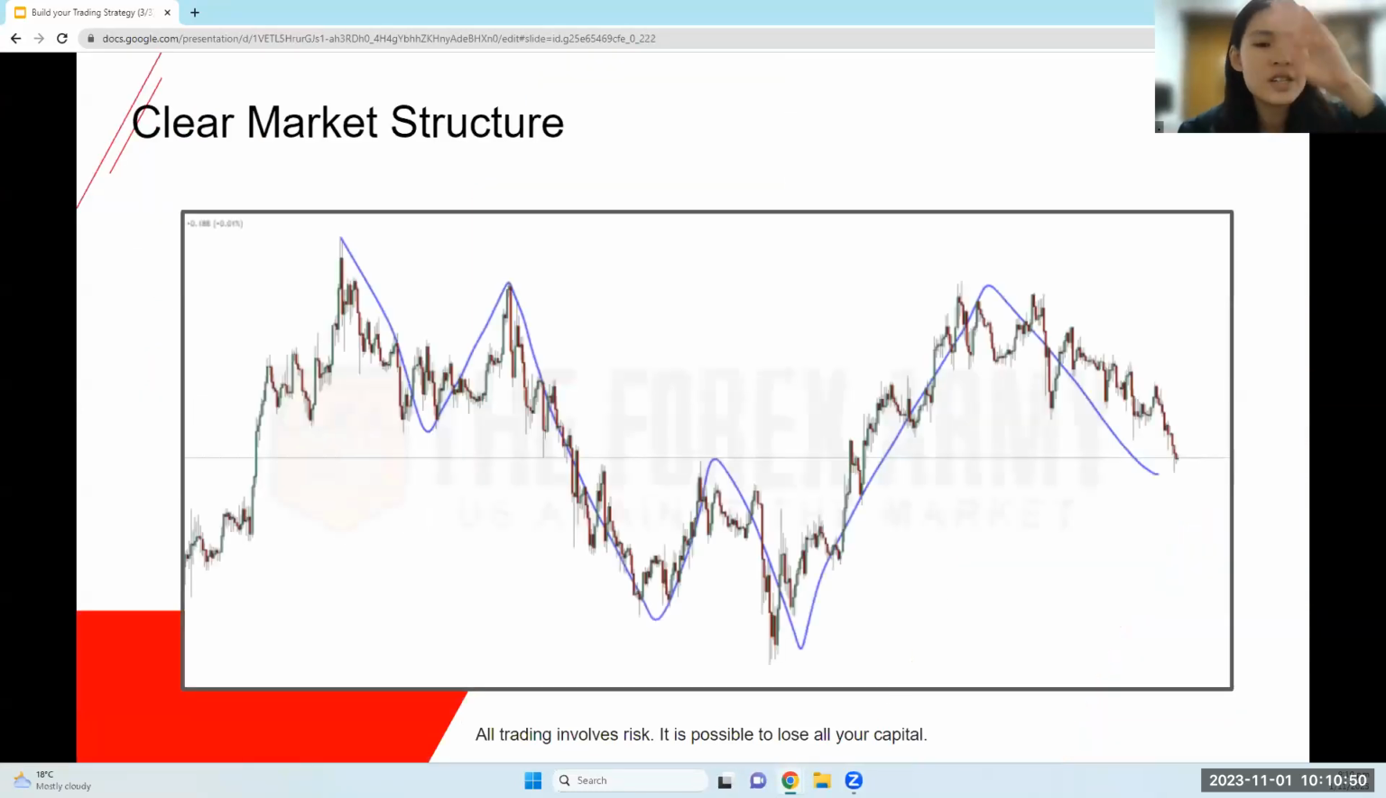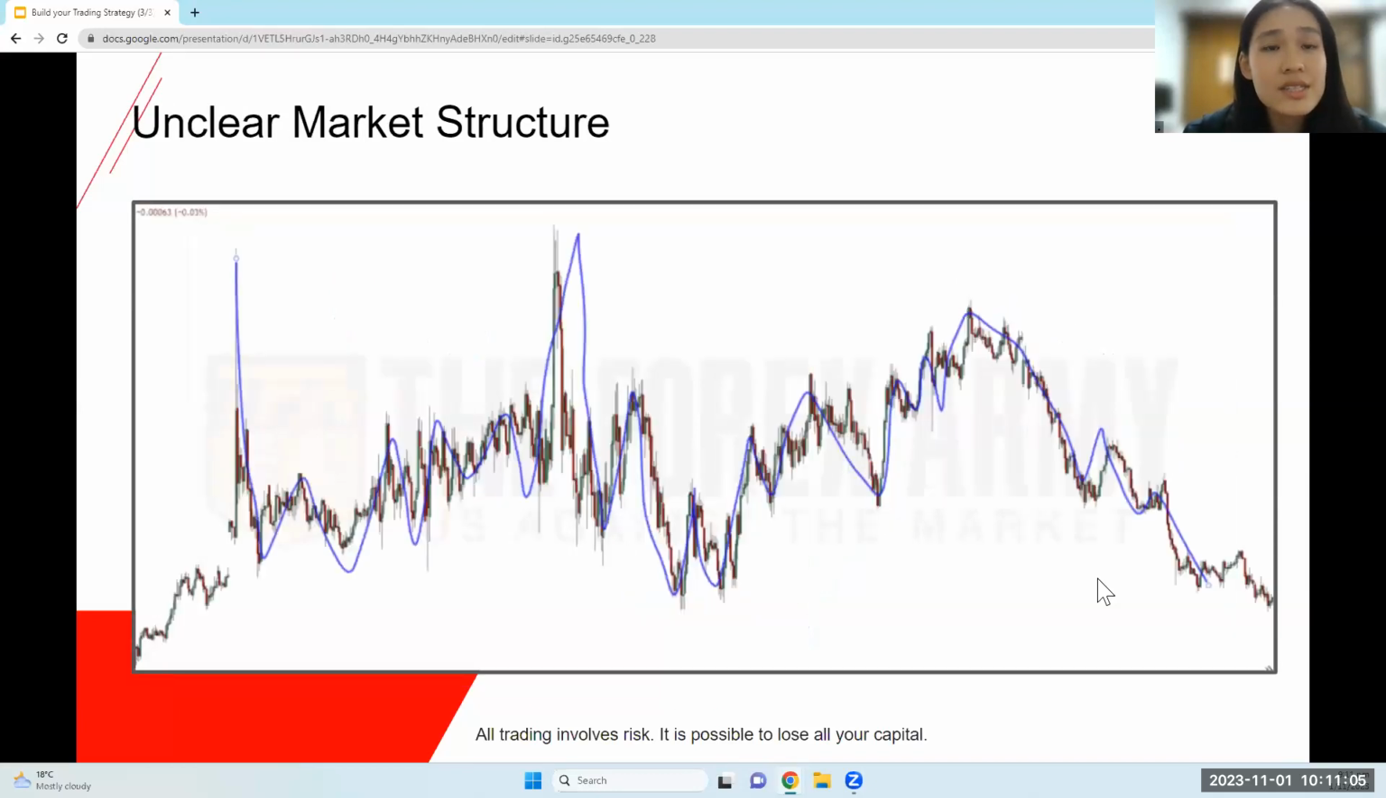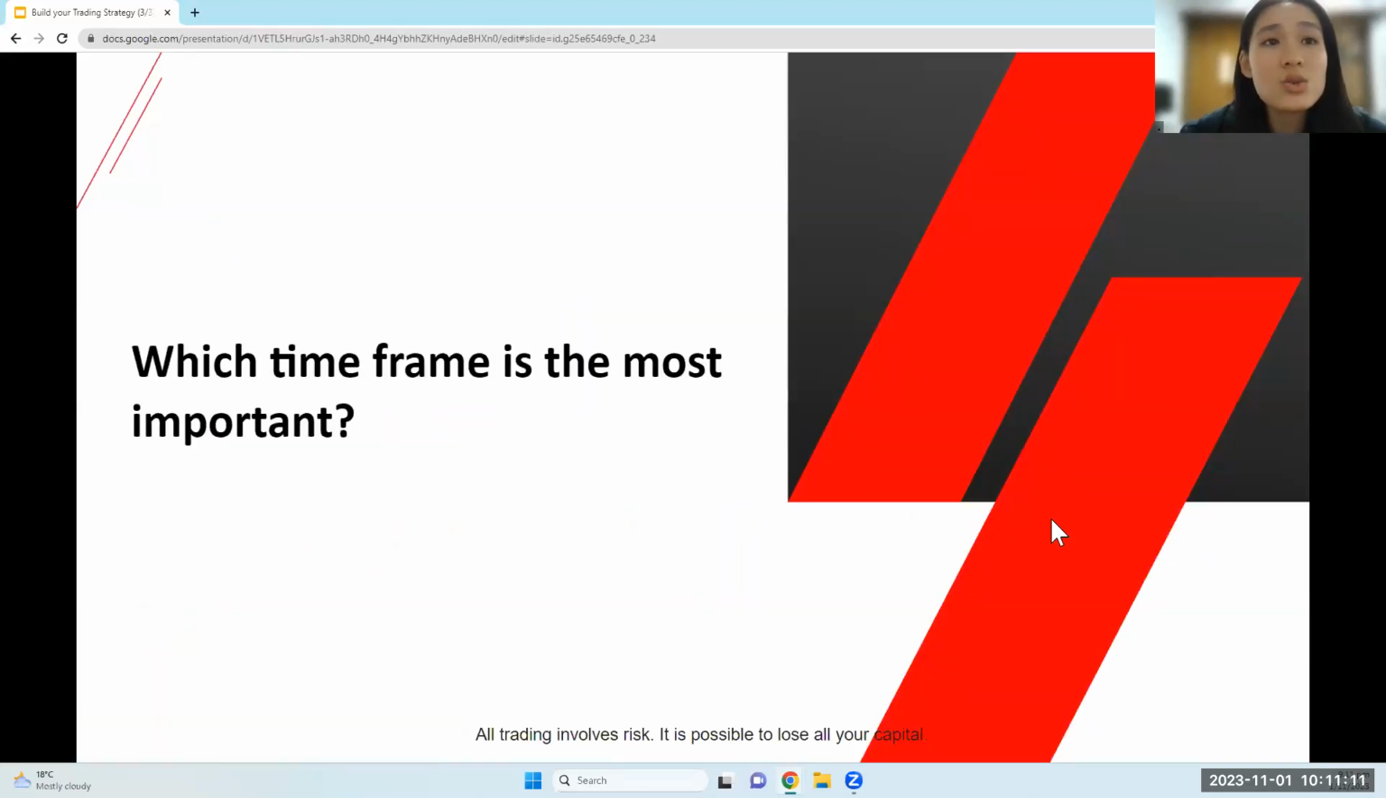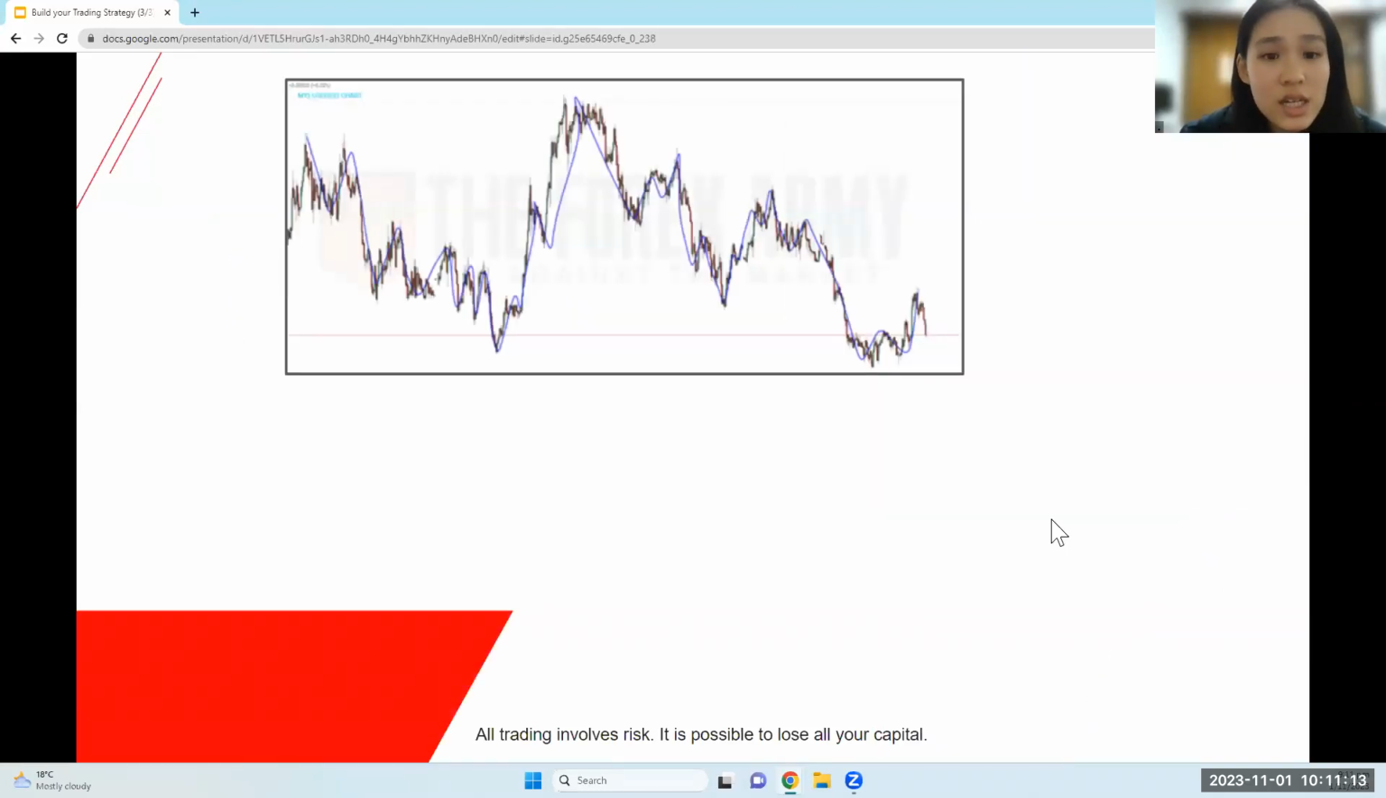Okay, so here is a clear market structure example. This is the structure that we're looking for when we are going in for our analysis or choosing which time frames to use. And this is an example of an unclear market structure, an example that we want to stay away from. Okay, so which time frame is the most important?